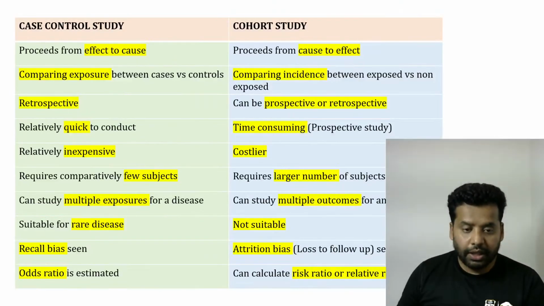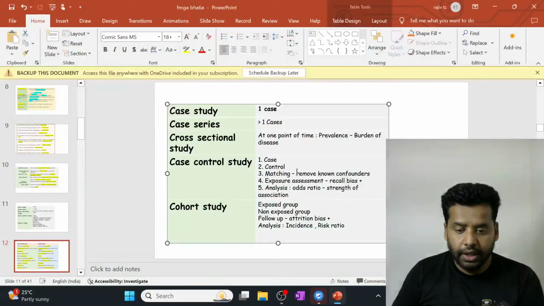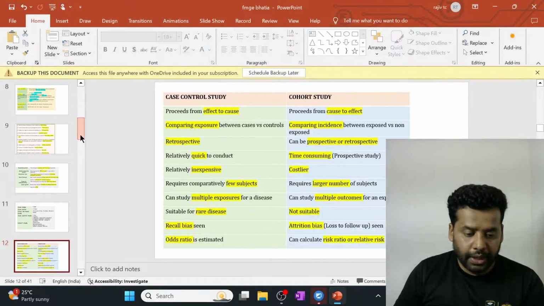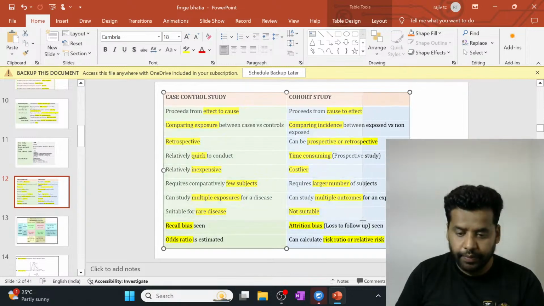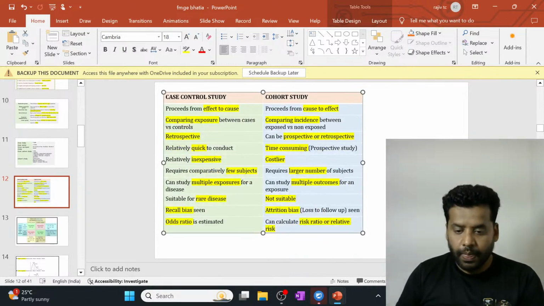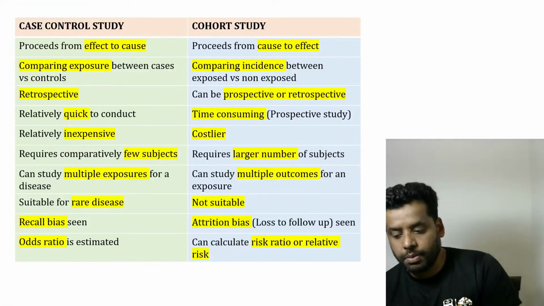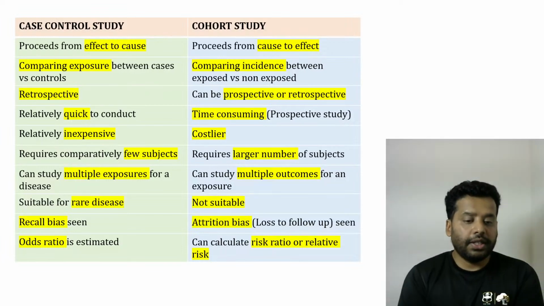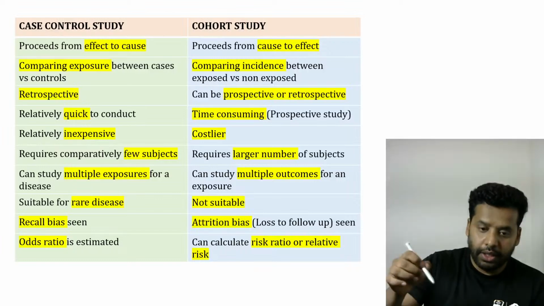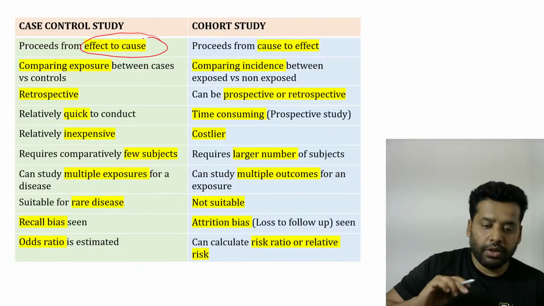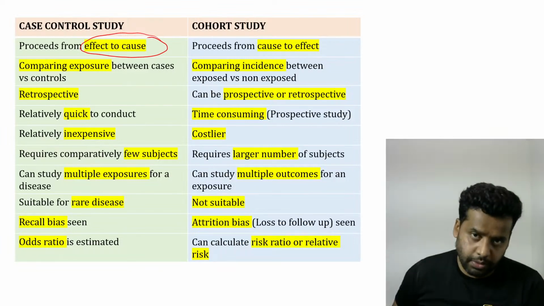Now see this table. Let us compare case control study and cohort study in detail. Okay, what is case control study? See the words properly. It starts from effect, goes towards cause. It is a retrospective study, meaning you are taking the history of exposure. You are starting from effect, asking for exposure.